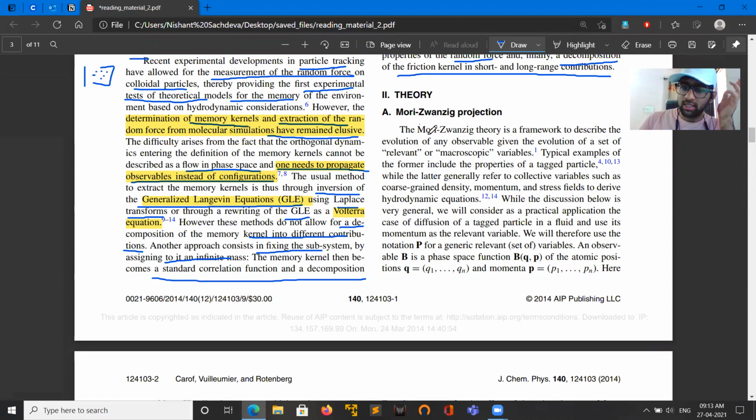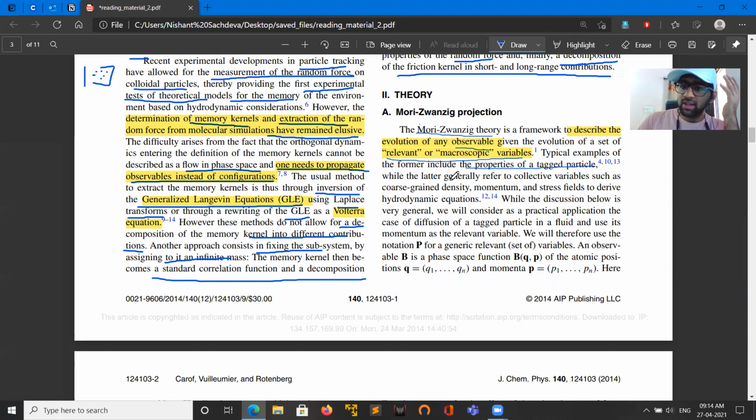The Mori-Zwanzig theory is a framework that describes the evolution of any observable given the evolution of a set of relevant or macroscopic variables. So we need a set of relevant or macroscopic variables, and once we are given that, we can describe the evolution of any observable. Typical examples include the properties of a tagged particle. The tagged particle's properties have been given in these papers; we're not going into them right now.